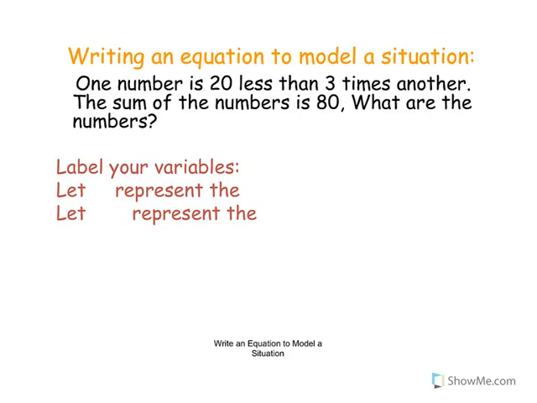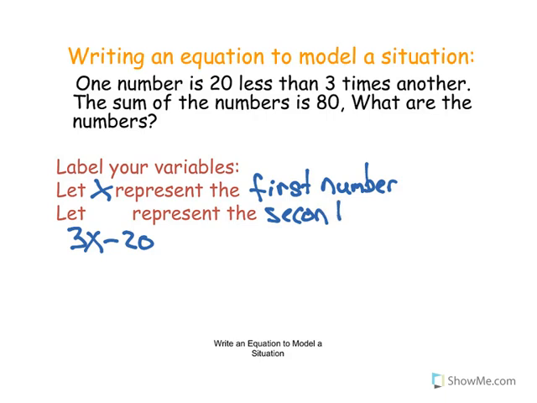Okay, so now there's a two-step problem. Not that different than the ones we did in the last lesson. So it says one number is 20 less than 3 times another. So if my first number is x, the other one is 3x minus 20. Here's something a little interesting about this problem. I'm going to say the first number and the second number, and the reason is I don't know which number is greater.